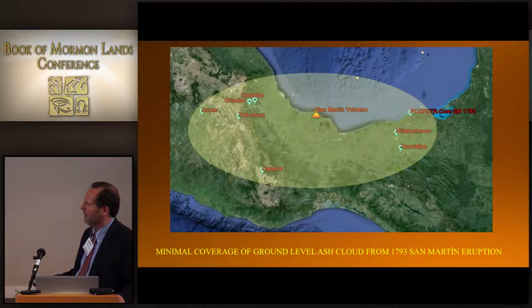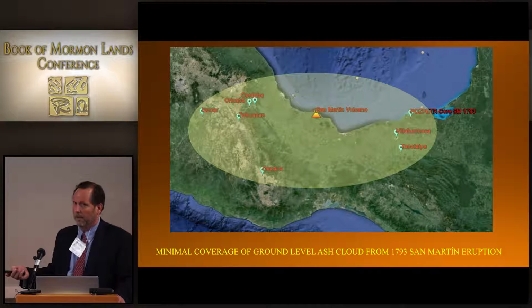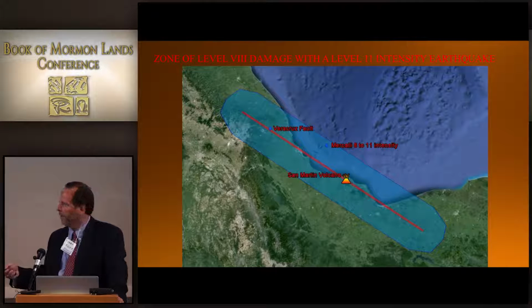Of course, this would be dependent upon local meteorological conditions at the time that move the ash and blow the ash. But I'm saying, I think that eruption showed that this would make sense if that was the volcano. Now, the other thing is you've got this level of zone three, level three damage within the level two intensity earthquake.